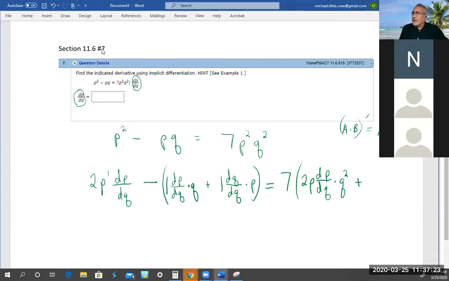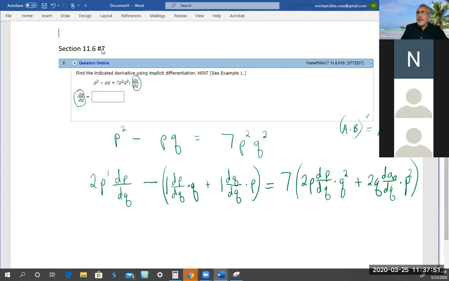And now the second part of when we've got a product rule, we take the derivative of the second one. So that's going to be 2q. Again, dq, which is, again, that's going to disappear. It's just going to be 1 times the first one with nothing done to it. Okay, so far so good.